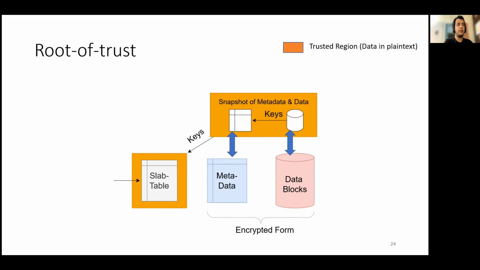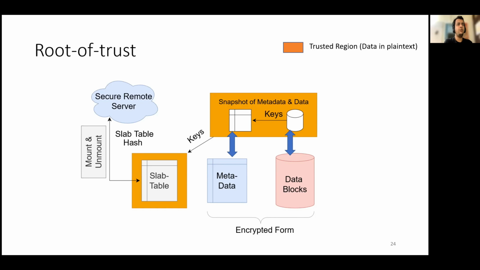Now, while unmounting, we must ensure that the attacker cannot replay this data back. Otherwise, she will be able to mount the attack. Intel SGX only guarantees confidentiality and integrity. Freshness is not a part of the semantics. To solve this issue, we introduce a step where during the unmounting of the volume, the hash of the slab table is calculated and sent to a secure remote server.